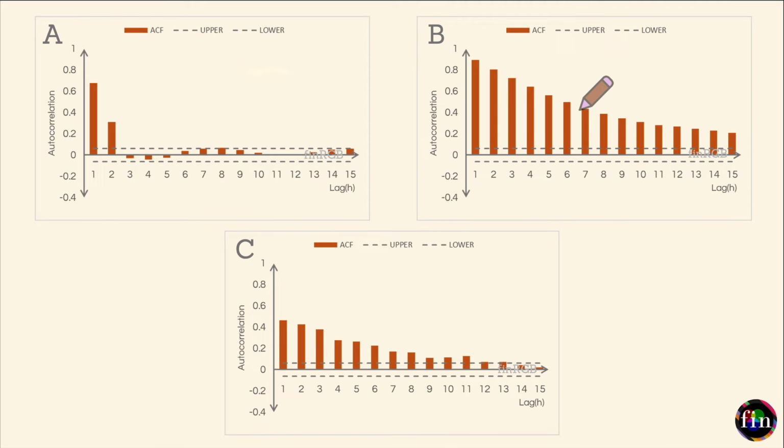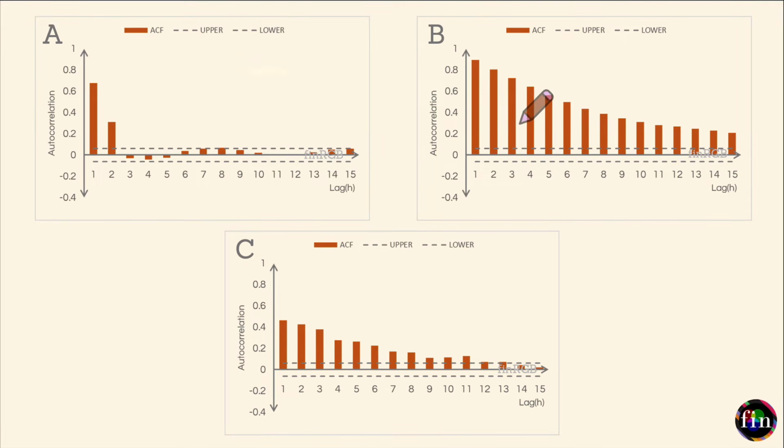But please note this, that such a correlogram can also come from a time series which follows an AR process of order greater than 1. So this correlogram in itself is not very helpful in determining the precise order of the AR process, the autoregressive process behind this correlogram.